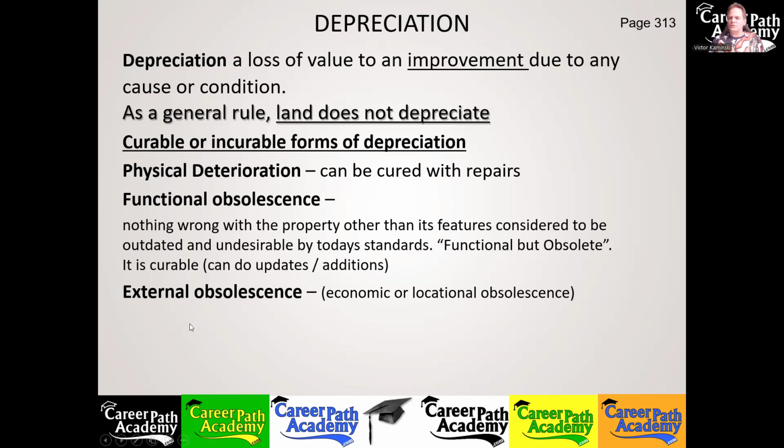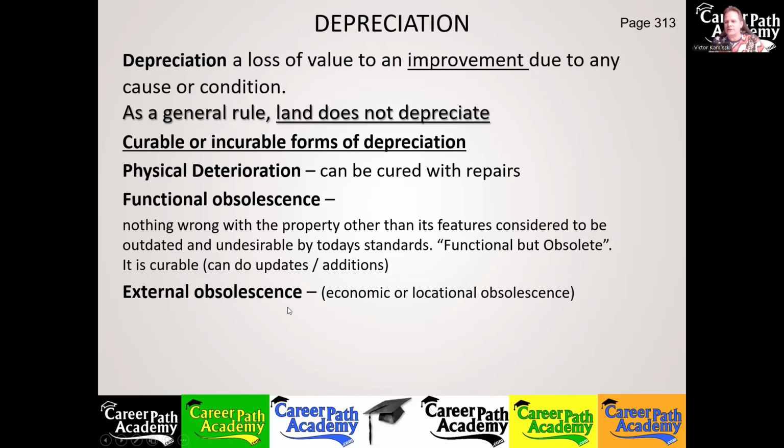Something is external, outside of the property. It's something that's not in the property that makes the property considered obsolete for some reason. So it's also known as economic or locational obsolescence, because the local economy can make your property obsolete if something negative is happening in your local economy. It could make your property undesirable in that area.